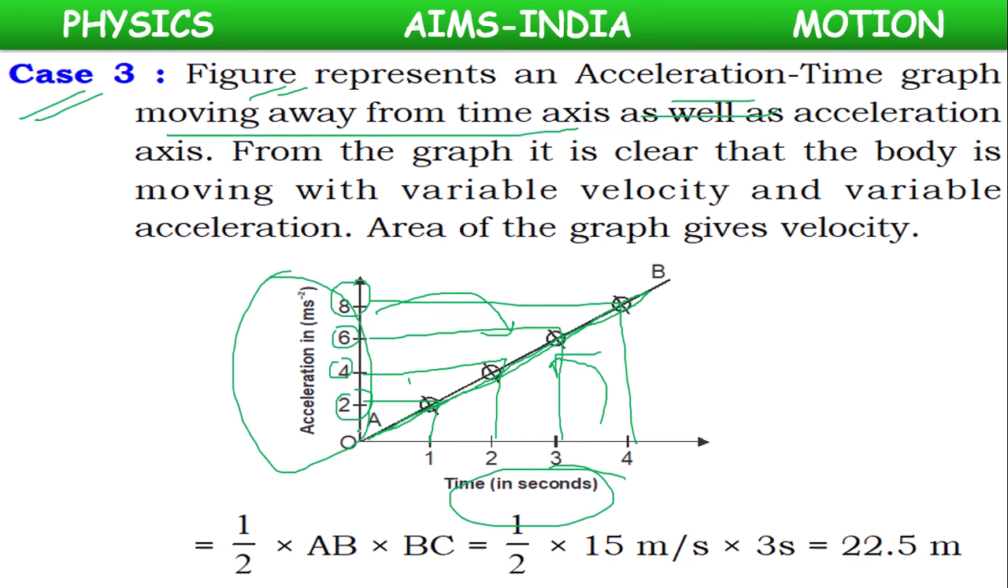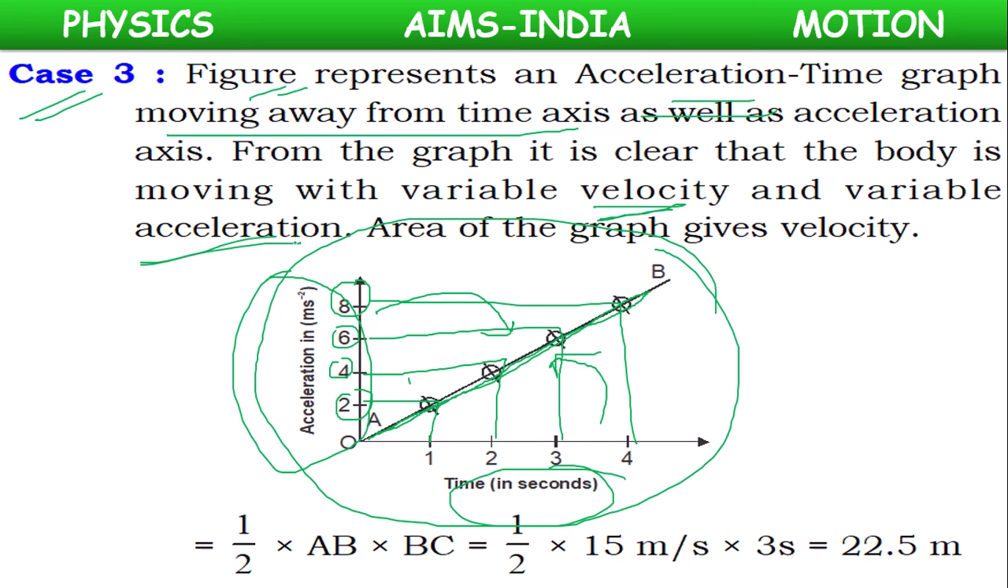and velocity will be changing. So in this type of case, both the velocity and the acceleration will change. The body will be traveling with variable velocity and variable acceleration. And the area of the graph, if you join it with the coordinate axis, gives the velocity.